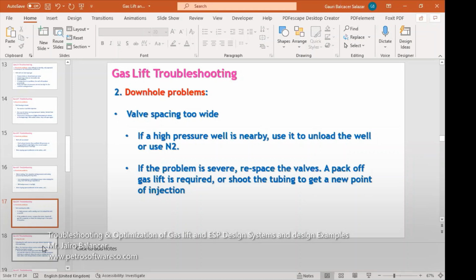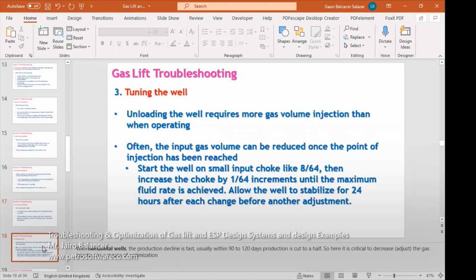Then if the problem is still in the well, we have not solved the problem. We have to respace the valves. Pack off gas lift is required, or shoot the tubing to get a new point of injection. Unloading the well requires more gas volume injection at the beginning than when the well is in operation. So it requires a higher volume of gas. Often the input gas volume can be reduced once the point of injection has been reached. That's normal.